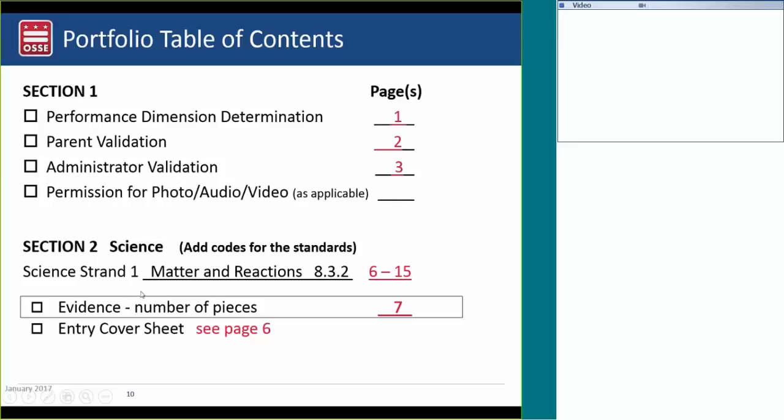Okay, so here's science strand 1, matter and reactions, and the alphanumeric code of the learning standard your student is presenting in the portfolio entry. And then the page numbers. These are just made up. They don't coordinate with these numbers up above. And then the evidence, the number of pieces of evidence. Sometimes you might see something on a cover sheet that says see page 6, and I'll explain what that means here in a few moments. So these are the critical features of the portfolio table of contents. Again, I refer you to pages 10 to 12 in the procedures handbook for more information on the table of contents.